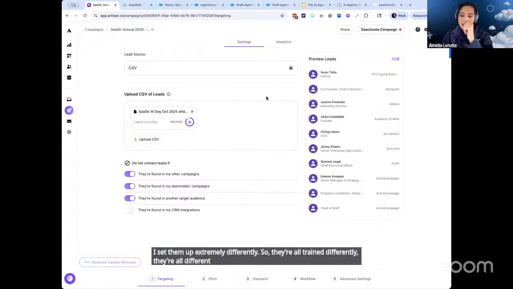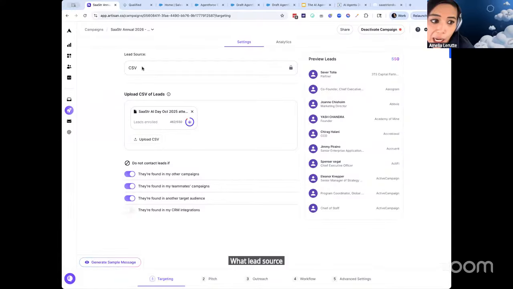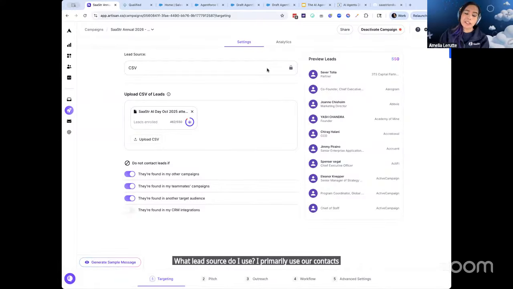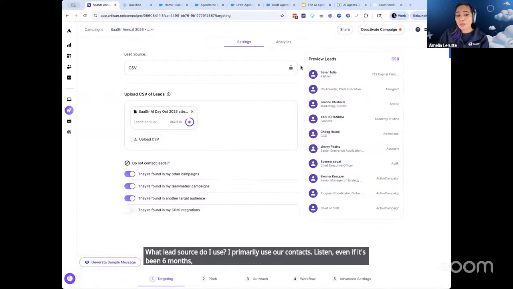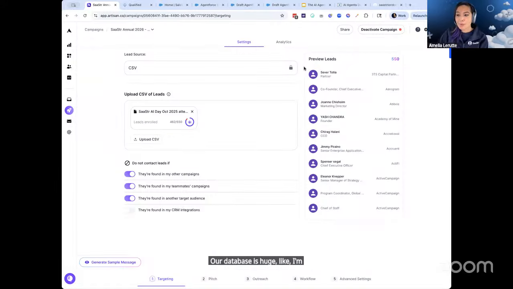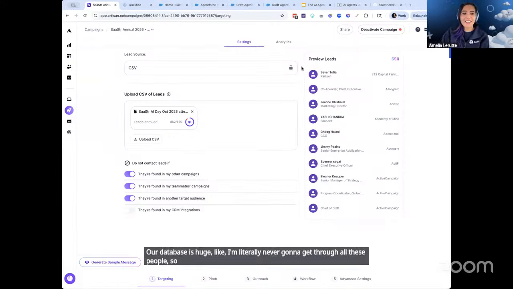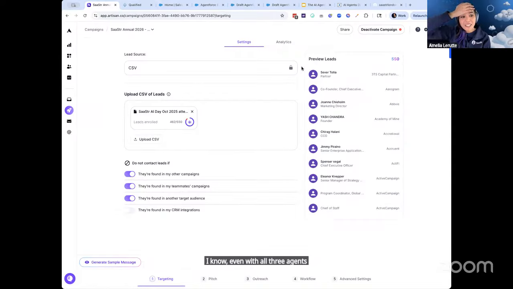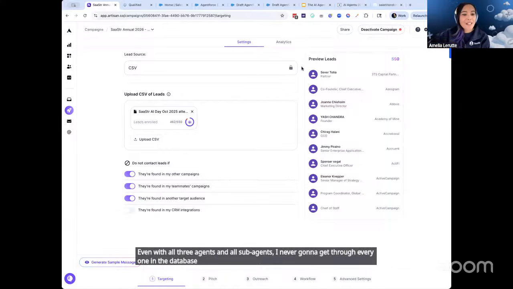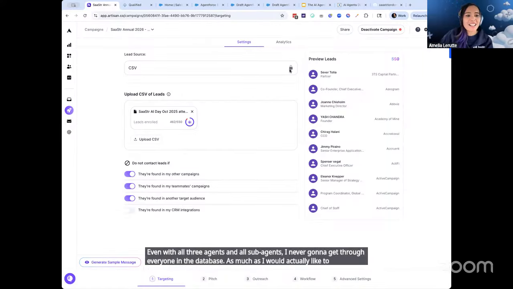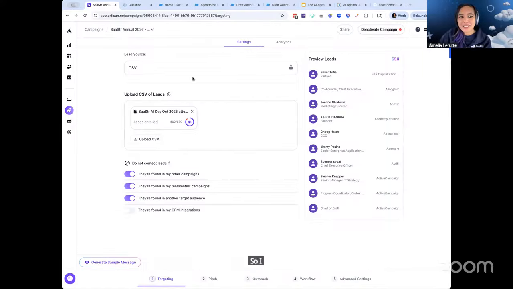They're all different contacts. There was a question in the chat of what lead source do I use? I primarily use our contacts. Even if it's been 6 months, our database is huge. I'm literally never going to get through all these people. Even with all three agents and all sub agents, I'm never going to get through everyone in the database as much as I would like to. So I use CSV upload of folks we have, and I break them up.